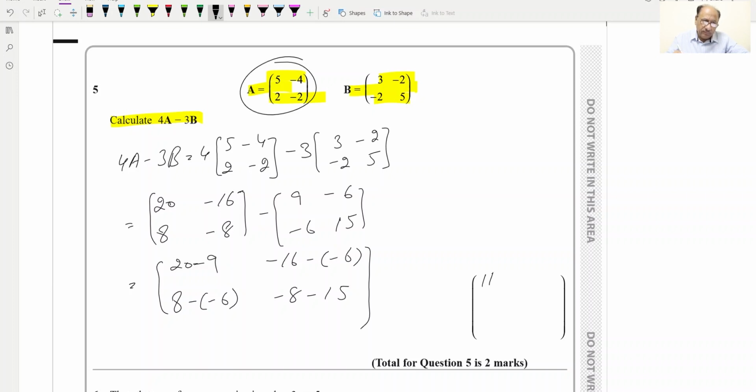and this will be resulting to 11. 20 minus 9 will be 11, and minus 16 minus into minus, this minus into minus will be plus, so it will be minus 10 will be the result. So you can even use a calculator if you are confused. This will be 6 to 14, and this one will be minus 23. You can use a calculator for these calculations, or otherwise you can mentally calculate. So this is a 2 mark question which we are done.